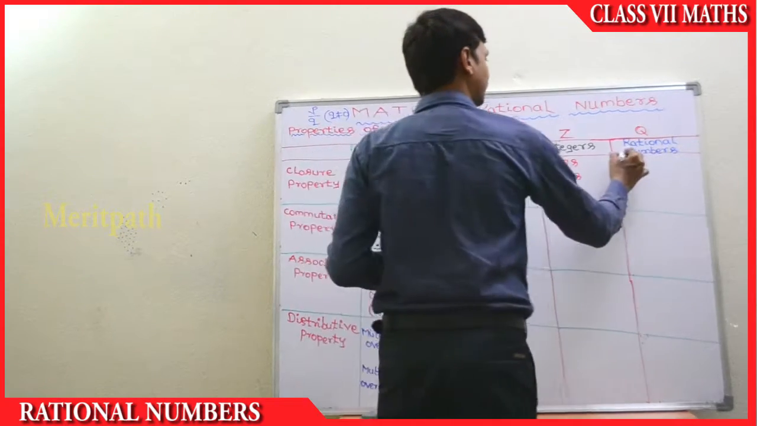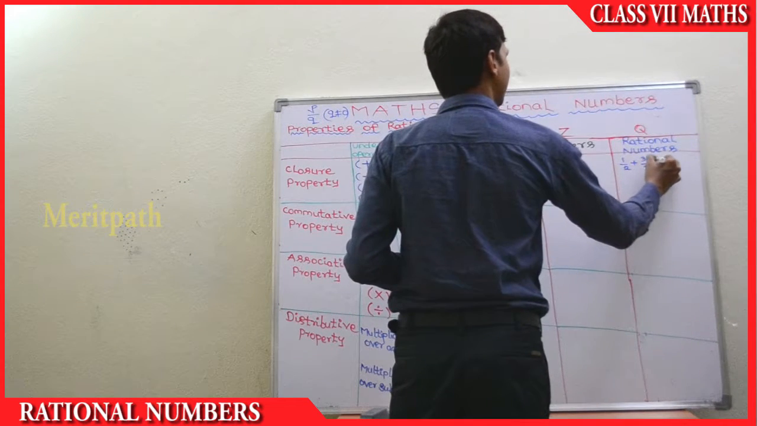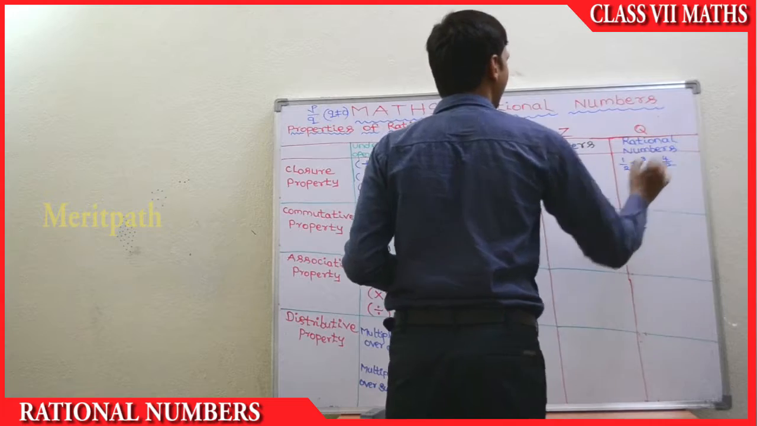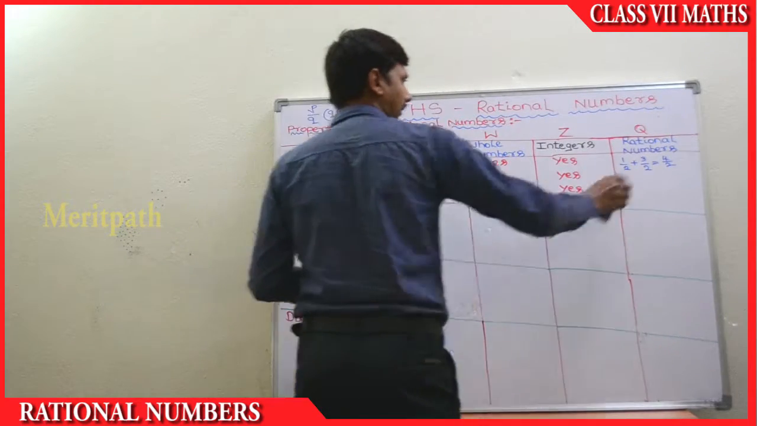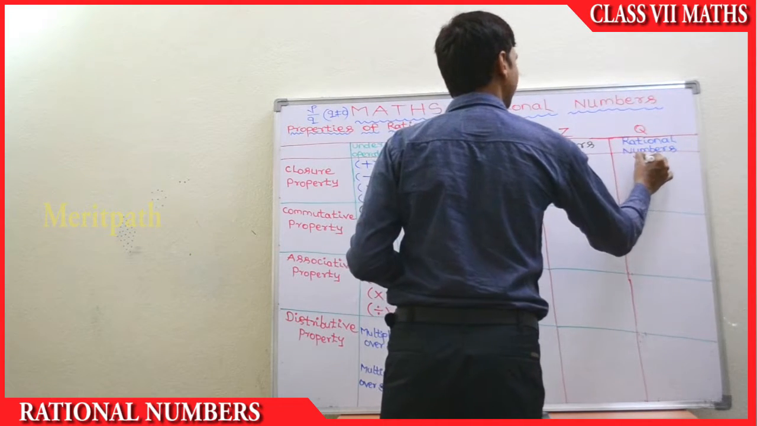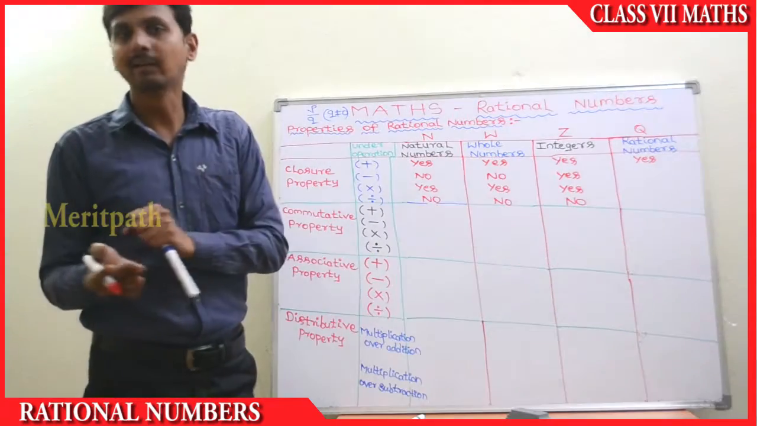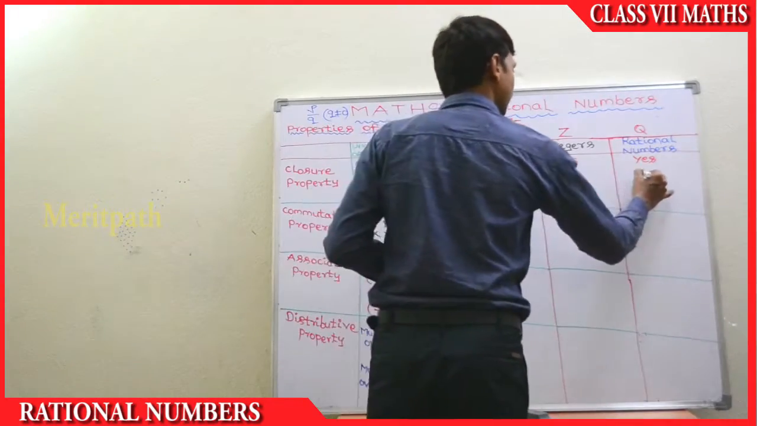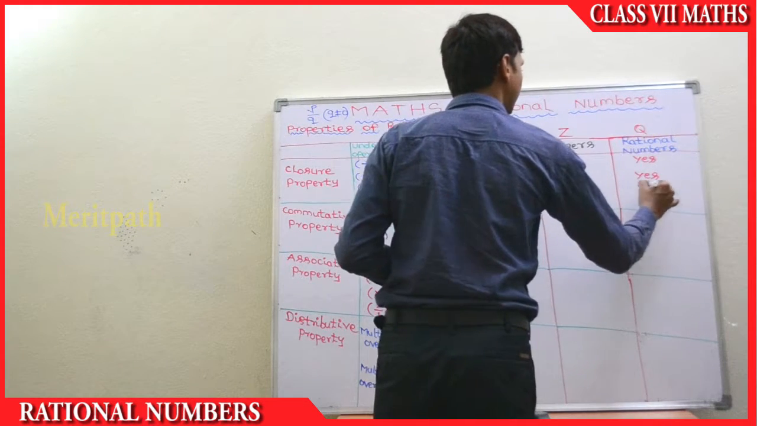So if we take rational numbers and add them, we get a rational number. For example, 1 by 2 plus 3 by 2 is equal to 4 by 2, which is 2. It's a rational number, so it's possible. So let's write yes. So yes, for rational numbers it is possible. And when we subtract them, in a similar manner it is possible. Yes. And multiplication is also possible.